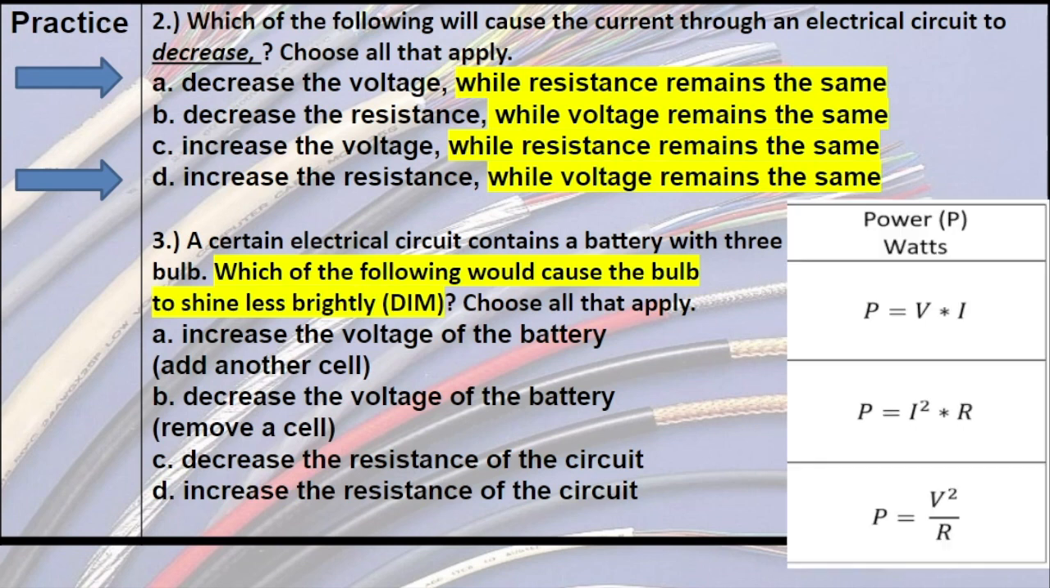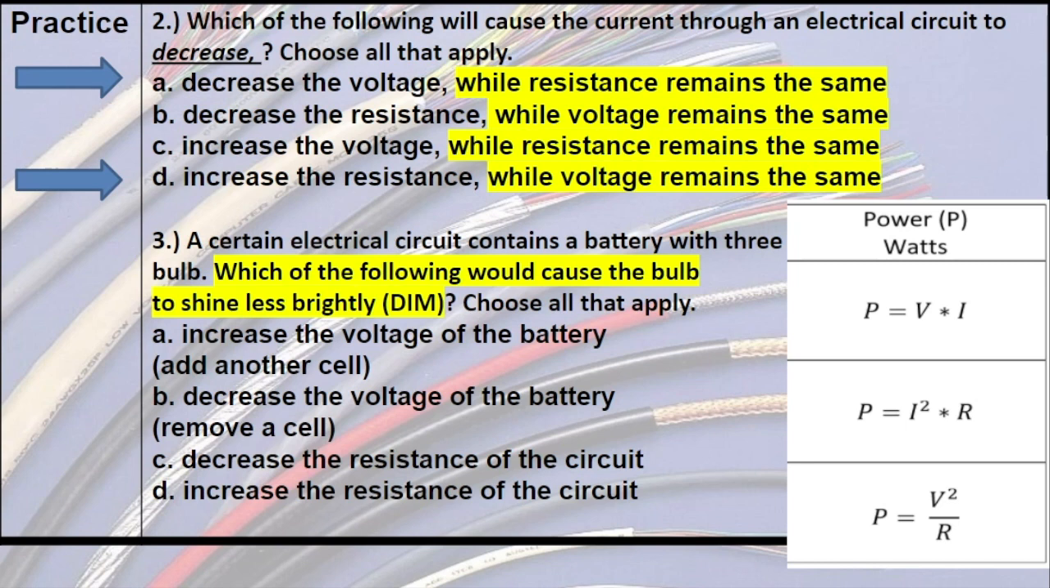Now let's take a look at number three. A certain electrical circuit contains a battery with three bulbs. Which of the following would cause the bulb to shine less brightly? And by less brightly, we just mean which would make the bulb dim. Choose all that apply, so there's more than one correct answer.